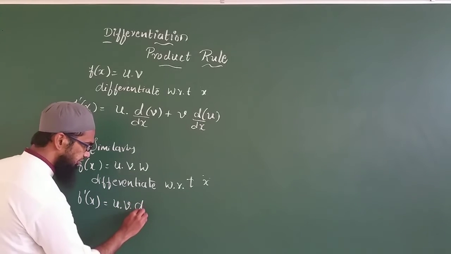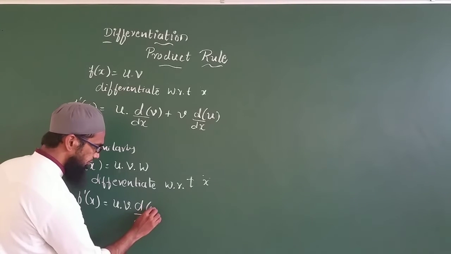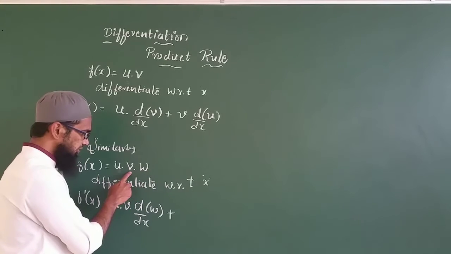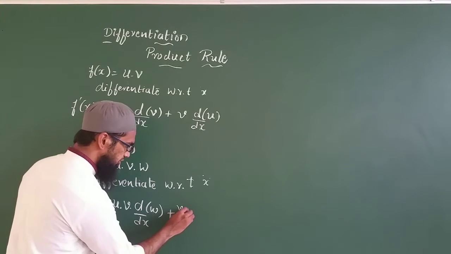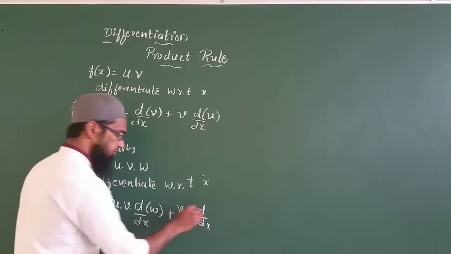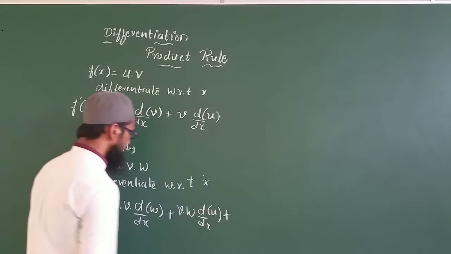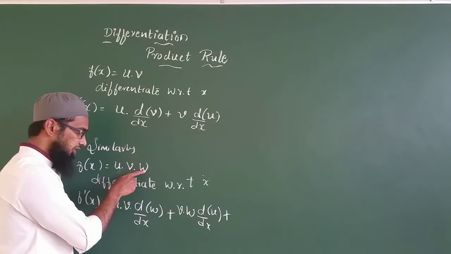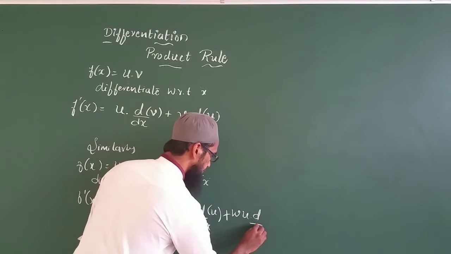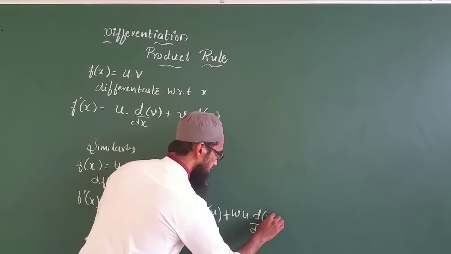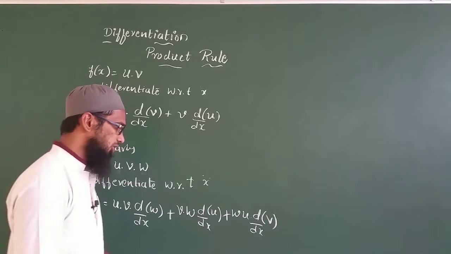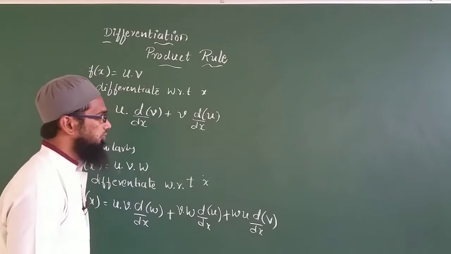Now I am differentiating the third function, that is d by dx of w, plus I'll take the second and third as it is, that is v into w. Now I'll differentiate the remaining first term here, that is u, plus I take the third term w into u as it is. Now I'll differentiate d by dx of v. This is how we can take the functions when three terms are given. Similarly we can go for four terms.